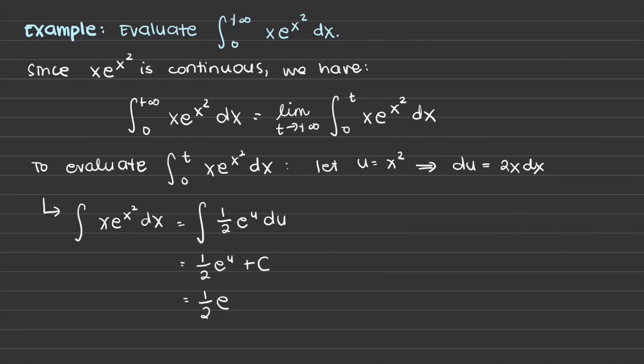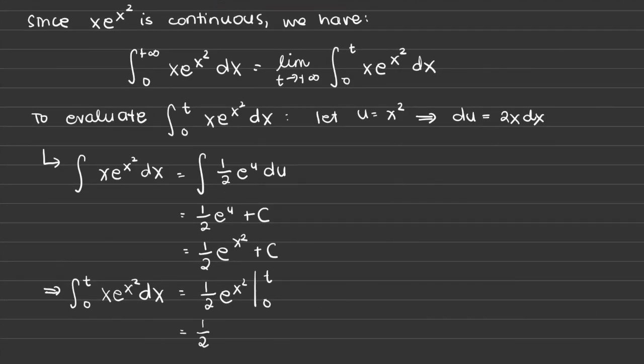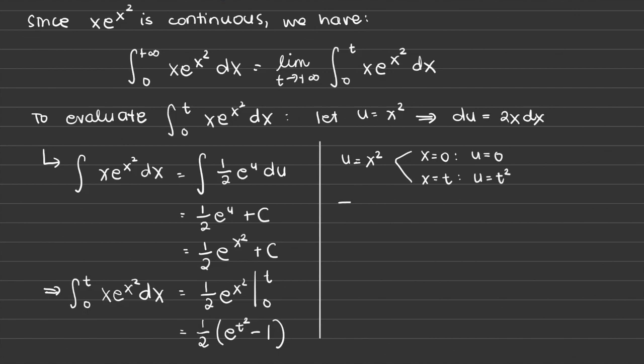And then ibabalik nyo lang yung sinubstitute nyo. So you have 1/2 e to the x squared plus c. So you have the integral from 0 to t ng x e to the x squared dx should be equal to 1/2 e to the x squared evaluated from 0 to t, which is equal to 1/2 times quantity e to the t squared minus 1. So, same lang yung makukuha nyo kapag dinire-diretso nyo na yung sa definite integral with the bounds. So, pag pinalitan nyo yung bounds, so at x equals 0, u should be 0, and when x equals t, u should be t squared. So, magiging siyang integral from 0 to t squared ng 1/2 e to the u du. So, dapat pareho lang yung makuha nyo yung final answer.